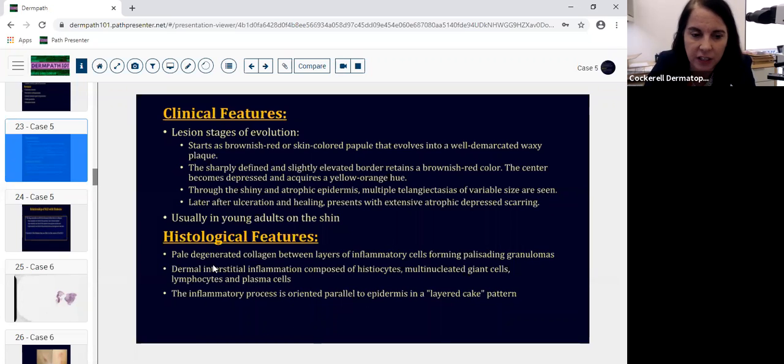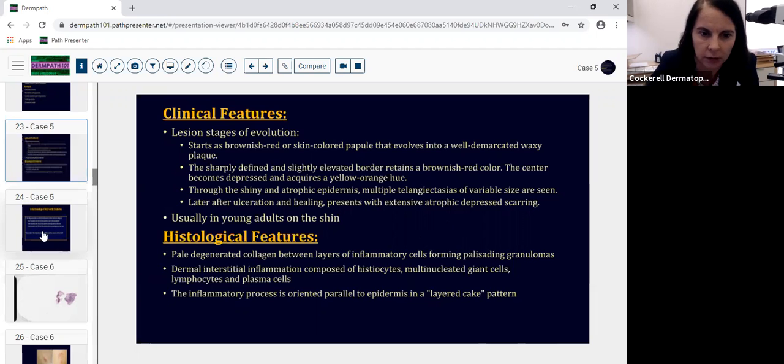Again, the histologic features that are so characteristic are the pale degenerated collagen between the layers of inflammatory cells, those epithelioid histiocytes rather than foamy histiocytes. You'll see multinucleated giant cells. We just don't see that many here. And the key plasma cells at the border of the subcutis and the lower dermis. The inflammatory process is oriented in a parallel configuration, that so-called cake layering pattern that Ackerman always talked about.